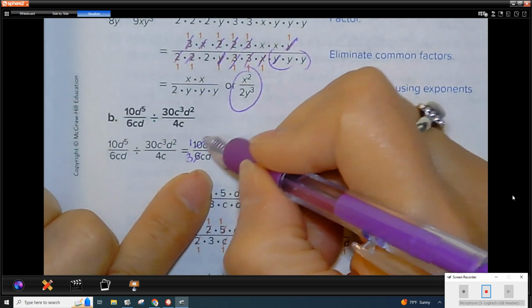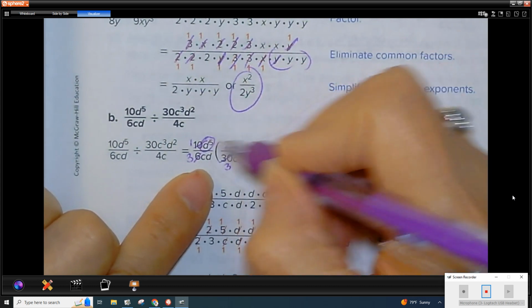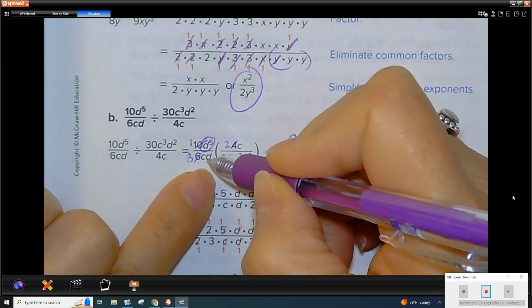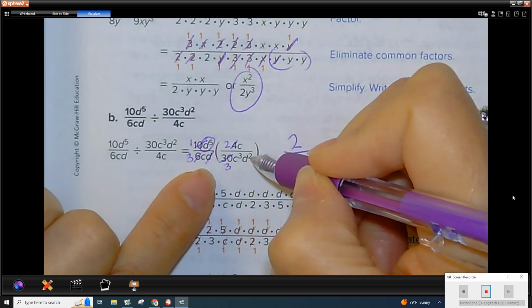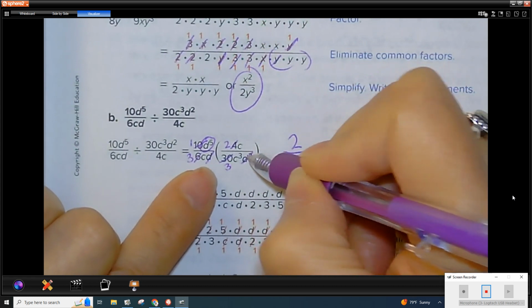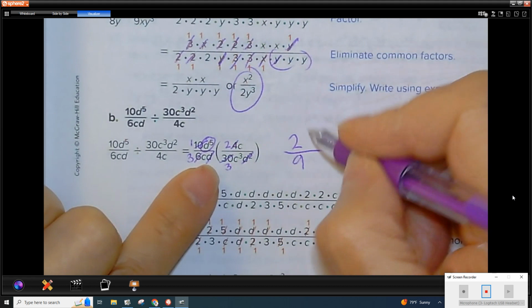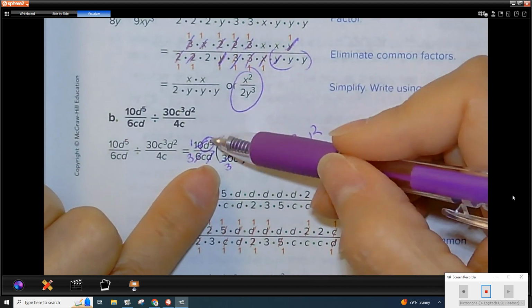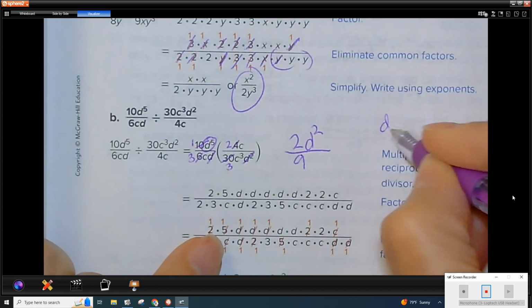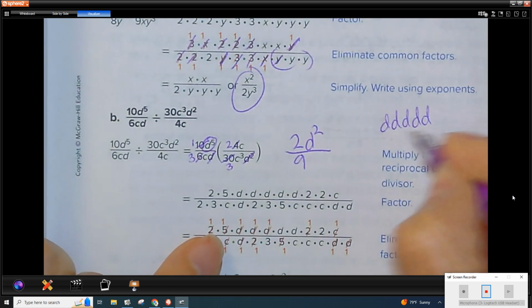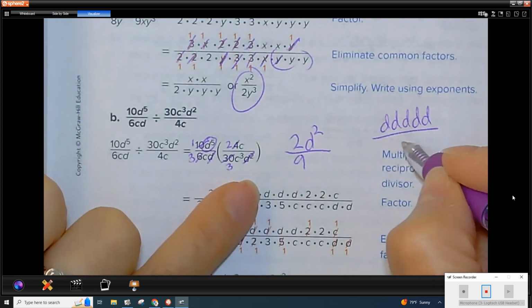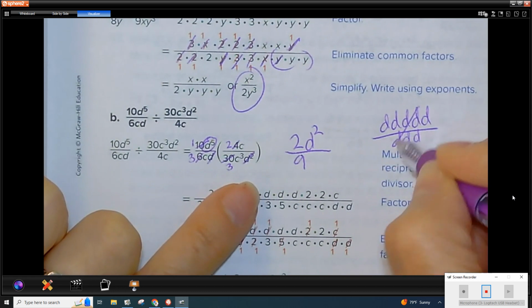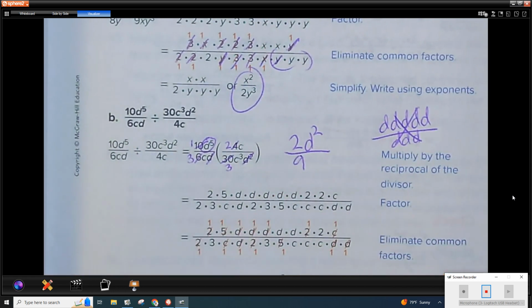There's d to the 5th in the top, the numerator. The denominator has d and d squared, which are d cubed. So 5 minus 3 is 2. Now why did I write it in the numerator? Because there's 5 on top and then 3 on the bottom. So those 3 cancel and you're left with d squared.